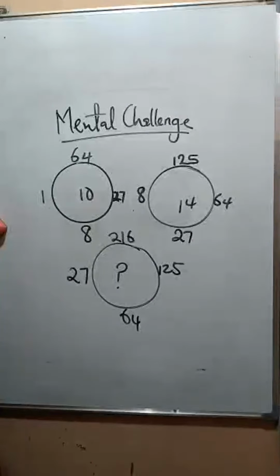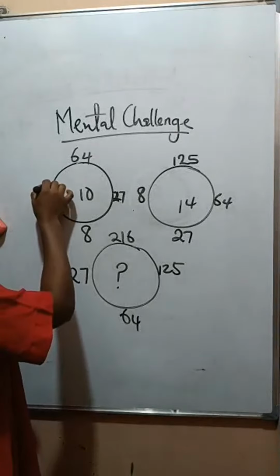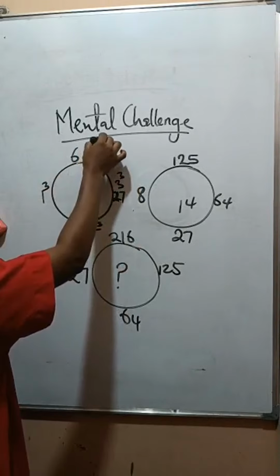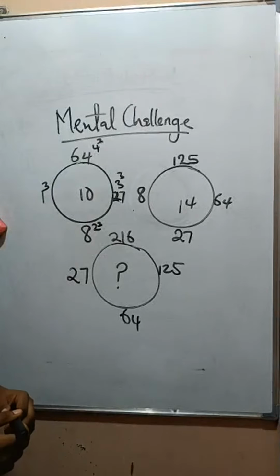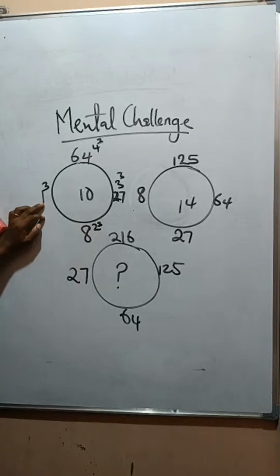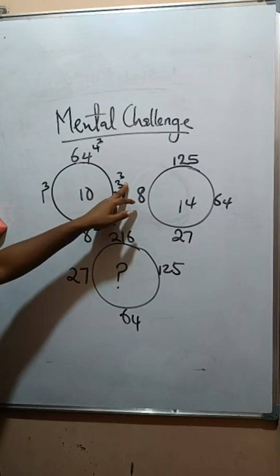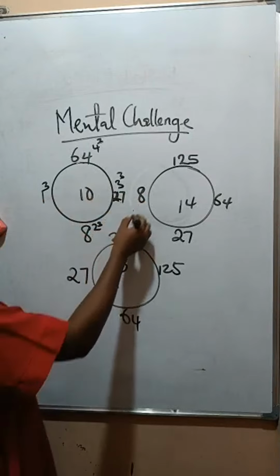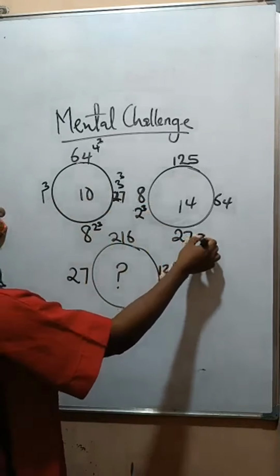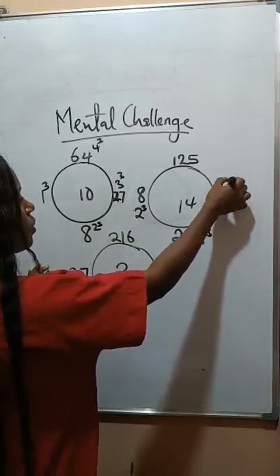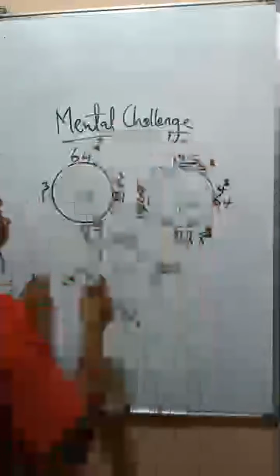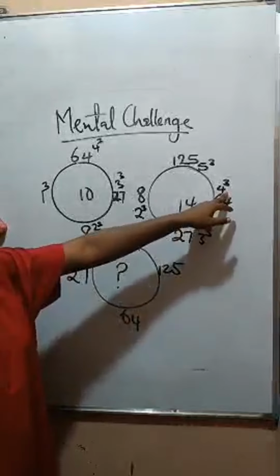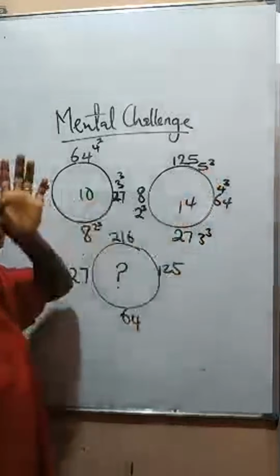So here, this is 1 cubed, this is 2 cubed, this is 3 cubed, and this is 4 cubed. Now, if you add these numbers, 1 plus 2 plus 3 plus 4, you get 10. Similarly, this is 2 cubed, this is 3 cubed, this is 4 cubed, this is 5 cubed, right? So 2 plus 3 is 5, 5 plus 4 is 9, 9 plus 5 is 14.